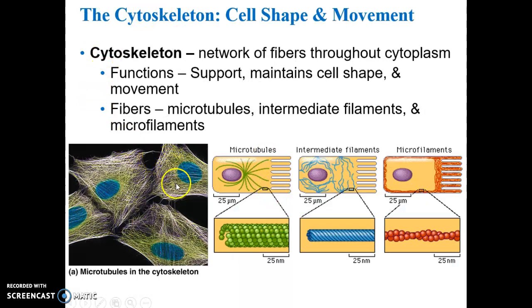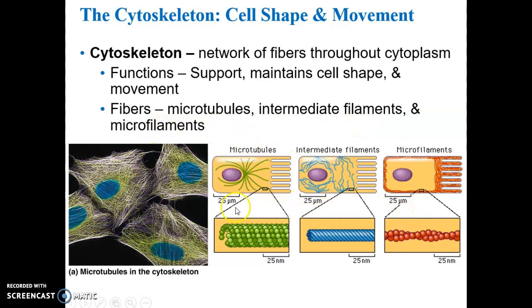So let's move on to the structural components within a cell called the cytoskeleton. A network of protein fibers throughout the cytoplasm of a cell, and they function kind of like the way a skeleton functions in your body. Gives you support, helps maintain your shape, and allows for movement. Those functions are for the cell, and those are functions for the cytoskeleton, the skeleton of the cell. The fibers are microtubules, intermediate filaments, and microfilaments.